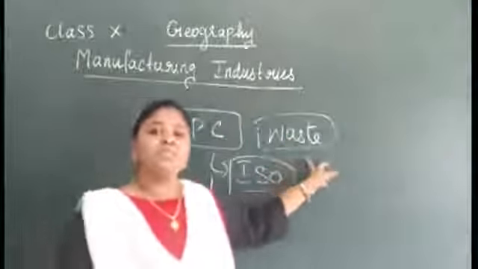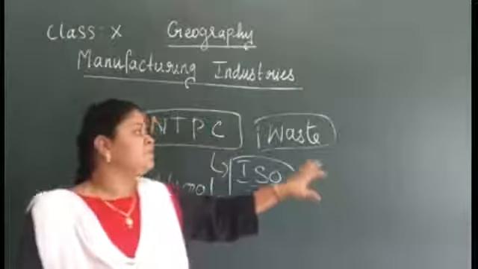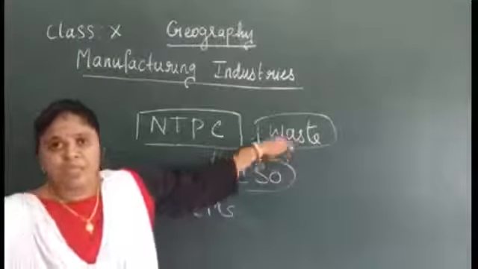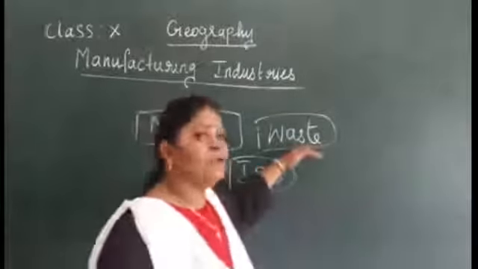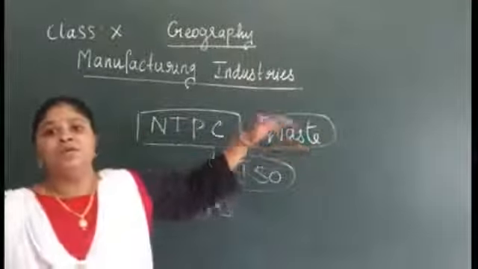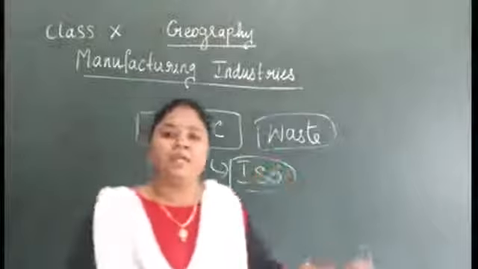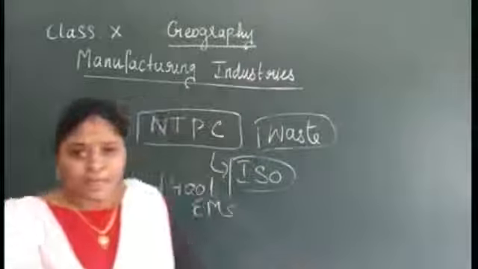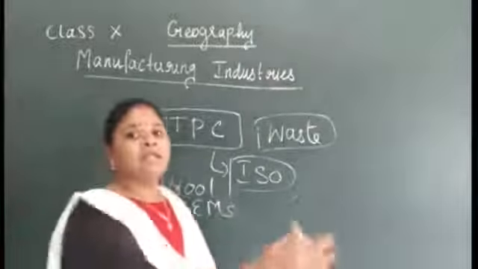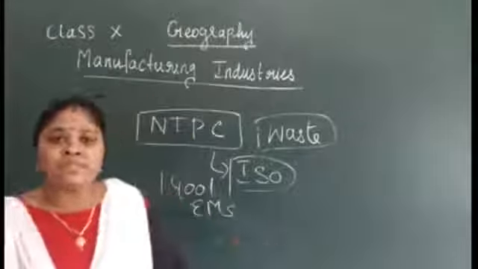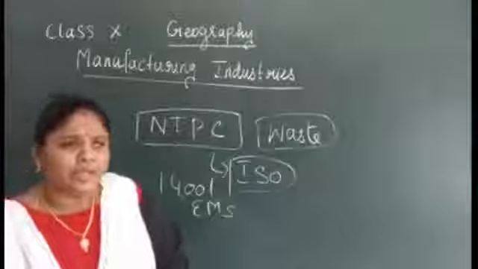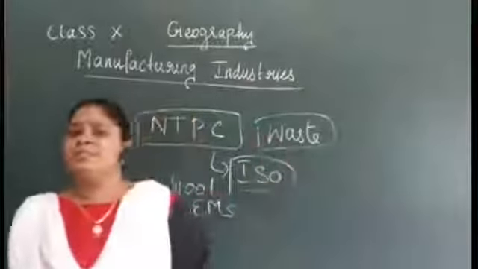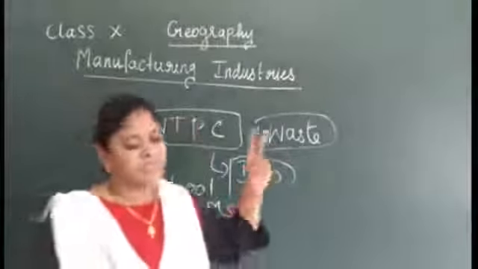So when the wastage is reduced, this wastage will not be dumped on the earth's surface. When the wastage is not dumped on the earth's surface, the land will not get degraded, or in any other area there will not be landslides. So for that reason they are minimizing the waste. So this is the second point.